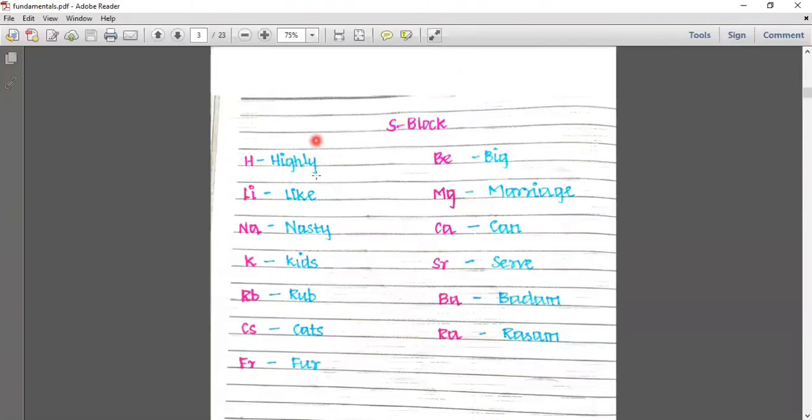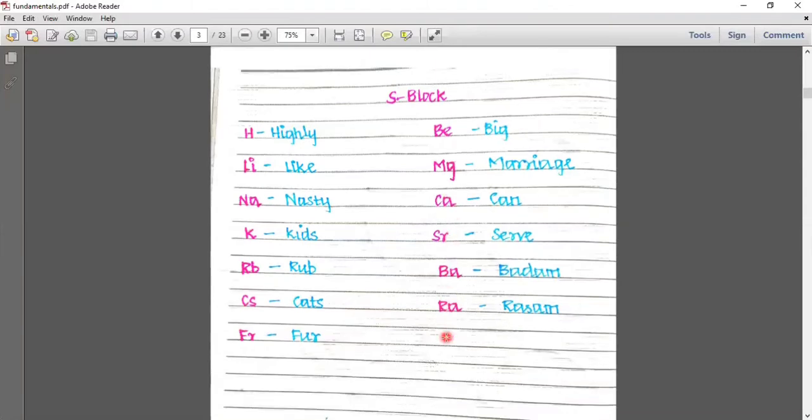So S block elements: Highly like nasty kids rub cats for hydrogen, lithium, sodium, potassium, rubidium, cesium, and francium. And a big marriage can serve badam rasam: beryllium, magnesium, calcium, strontium, barium, and radium.